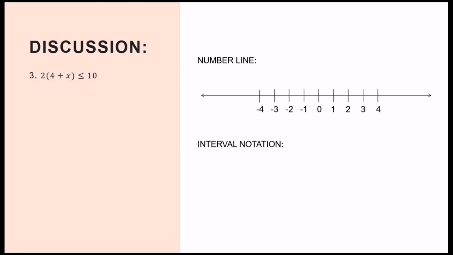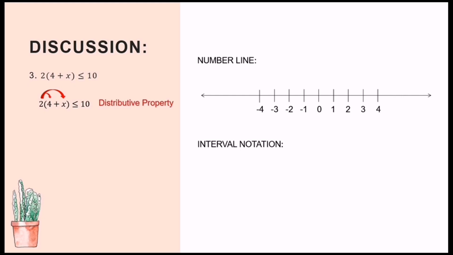2 times the quantity 4 plus x is less than or equal to 10. We distribute 2 to the expression 4 plus x to make the inequality simpler and ready to solve. This property is called the distributive property of inequalities. So, 8 plus 2x is less than or equal to 10, because 2 times 4 is equal to 8.